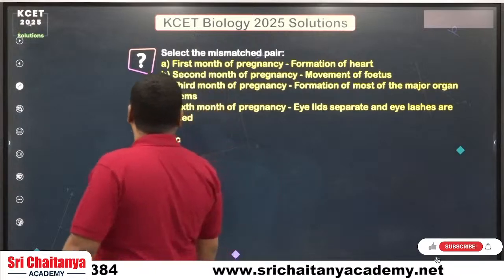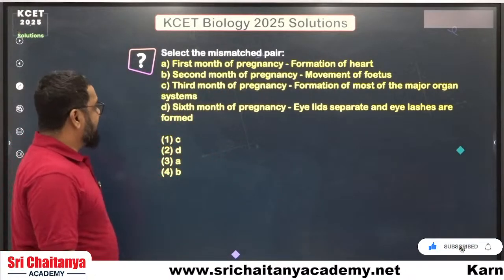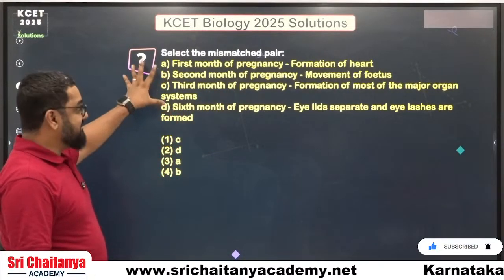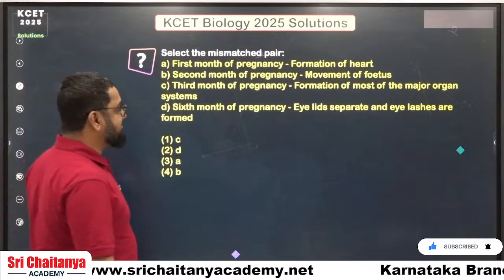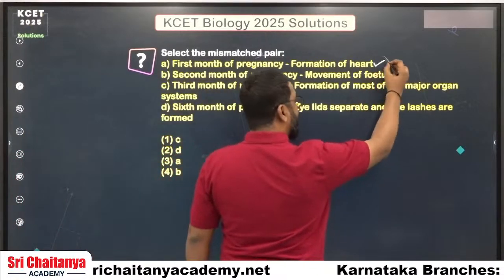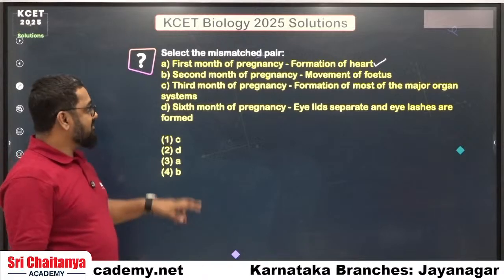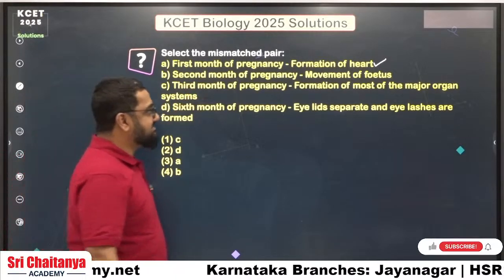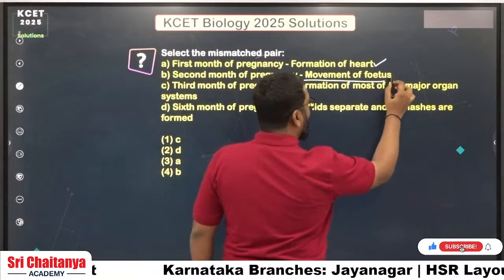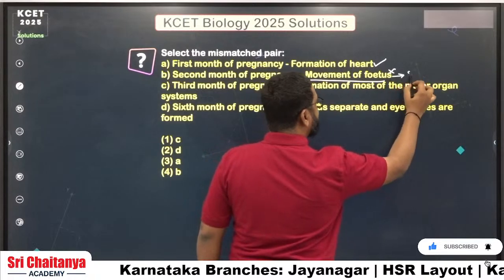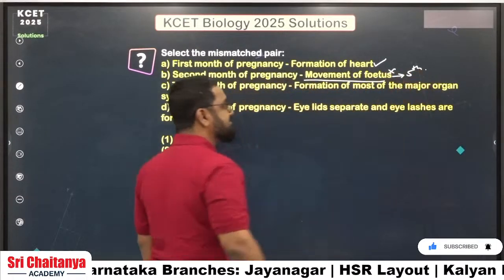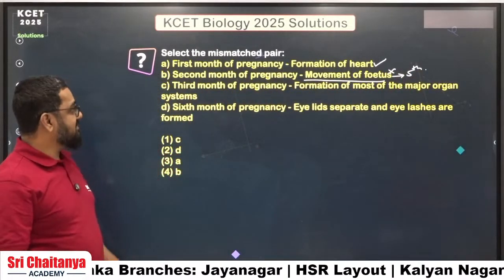Next, select the mismatched pair. This is during the development of fetus, gestation. First month of pregnancy, they are saying formation of heart. Correct. First signs that the embryo is alive and can be heard through a stethoscope. Second month of pregnancy, they are saying movement of fetus. No, movement of fetus generally occurs during the 5th month of pregnancy. It occurs during the 5th month of pregnancy.